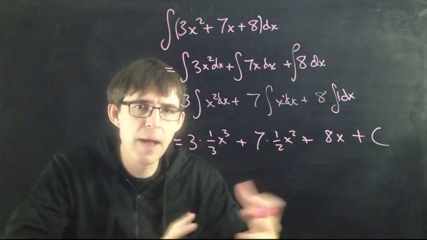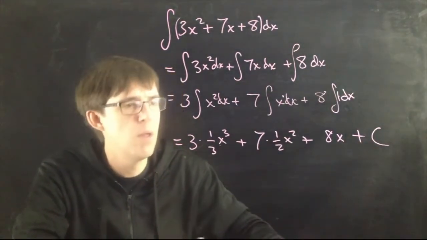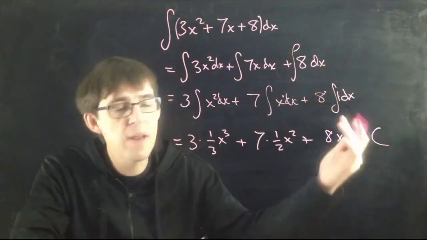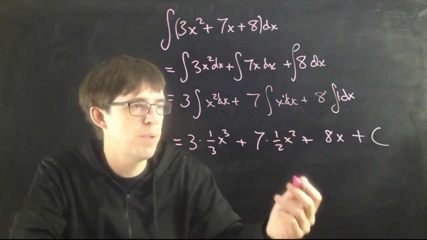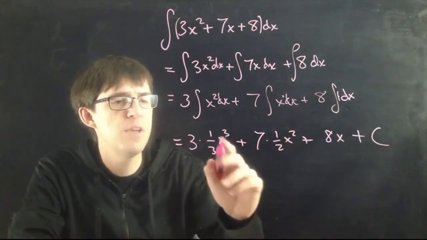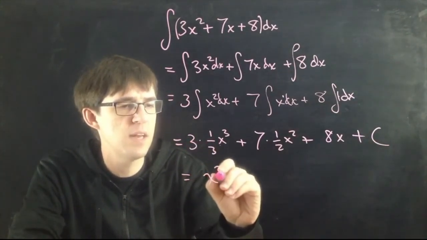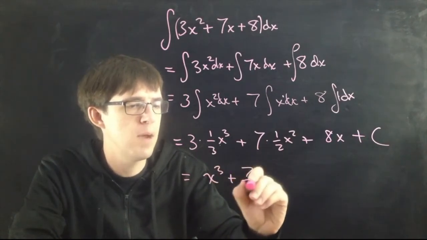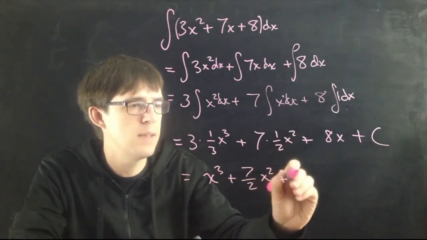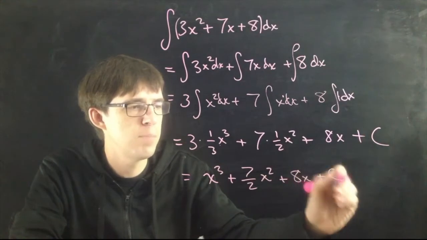You might as well just combine all of those constants into a single plus c at the very end. This is your answer. If you want, you can simplify a little bit, although I don't care so much about that. These 3's can cancel, right? I just get x cubed. This, maybe I'll write 7 over 2x squared, and then 8x plus c.